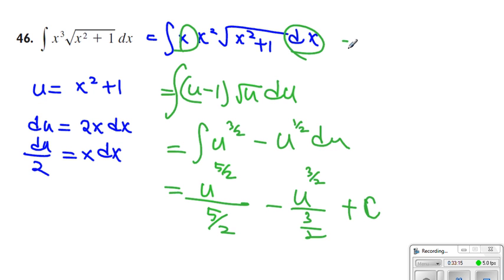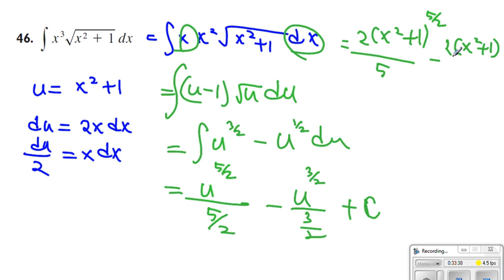Then this simplifies into 2 times u, which is x squared plus 1, to the 5/2, the entire thing over 5, minus, 2 can come to the front, similar idea, x squared plus 1 to the 3/2 power over 3. The last one is simply plus c.